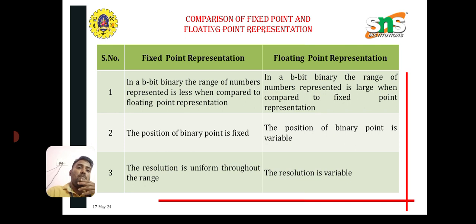This is the comparison of floating point and fixed point in a b-bit binary. For example, b equal to 8 means 8-bit binary. The range of numbers represented is less when compared to the floating point representation. The position of the binary point is fixed in fixed point representation, whereas in floating point representation it is variable. The resolution is uniform throughout the range; it is variable in floating point. This is the main difference between floating point and fixed point representation.